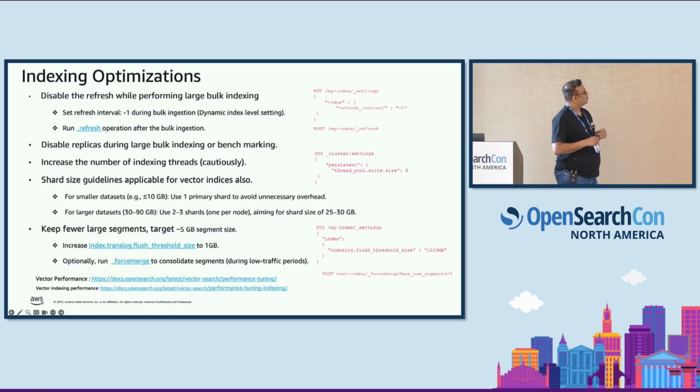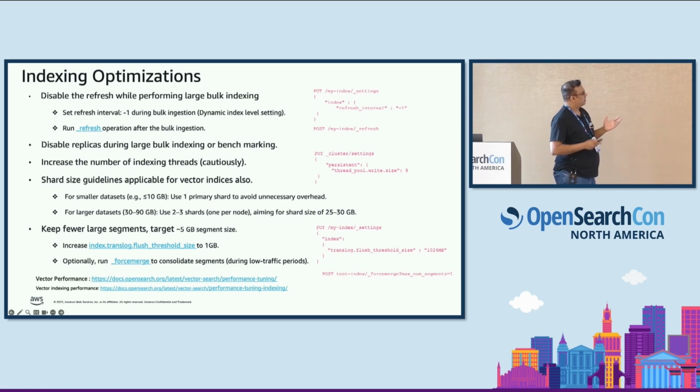And then disable replicas, which is again a general best practice during bulk indexing. And increase the number of indexing threads. But again, you need to be cautious because it is CPU dependent, because threads use CPU threads. So if you don't have enough CPU, increasing the threads won't give much improvement. It can worsen. So if you have enough CPU resources, you can increase the threads, quickly finish the indexing, and turn it back to the original config.